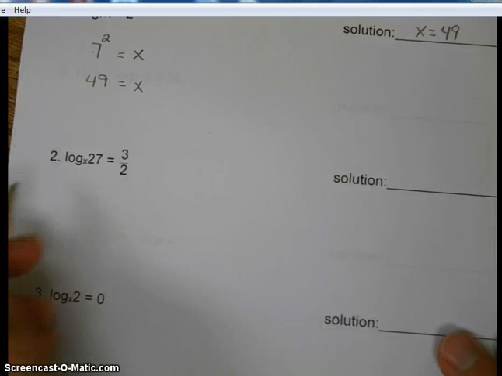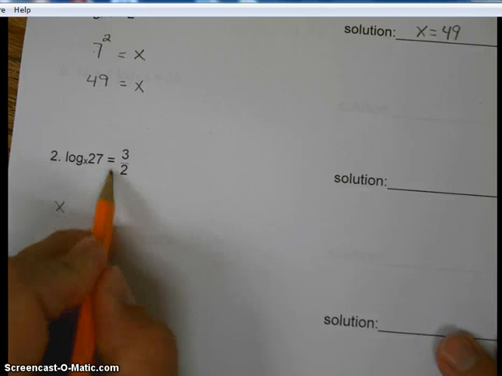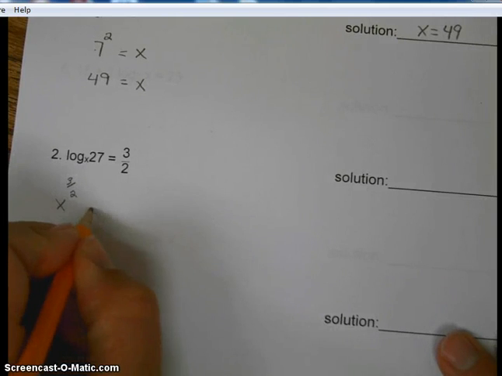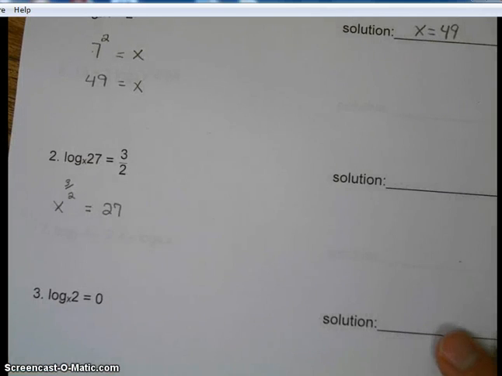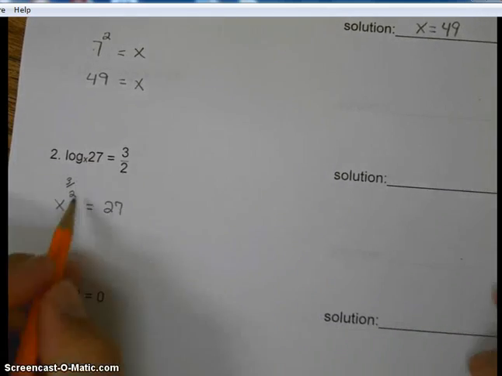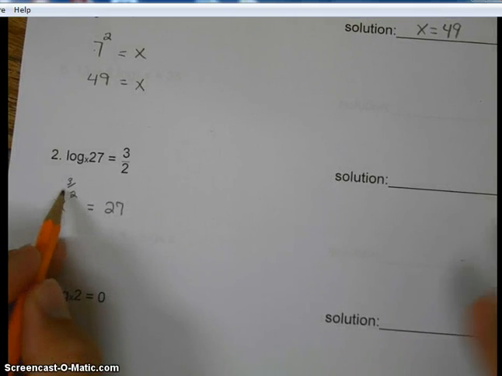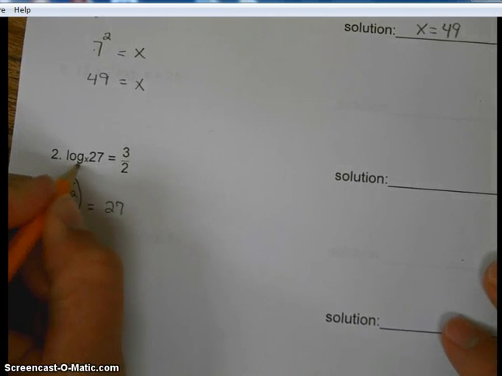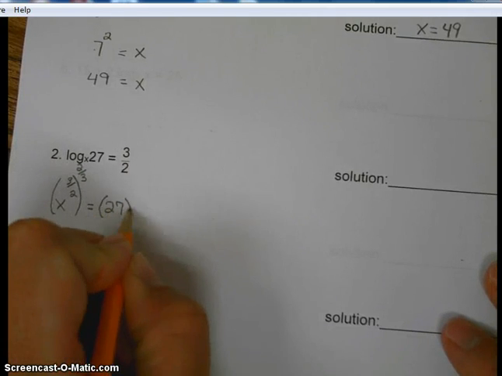Okay, so here we have x as the base, raised to the exponent, which is 3/2, and that's going to be equal to 27. So basically we want to get rid of the 3/2 exponent here. So if you want to cancel out an exponent, you just raise it to the reciprocal, and so do that on both sides.